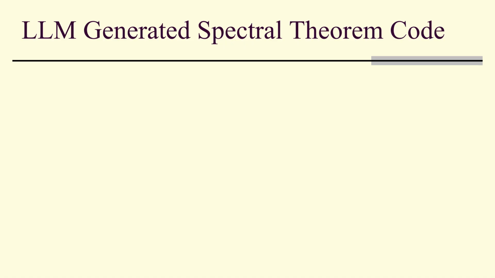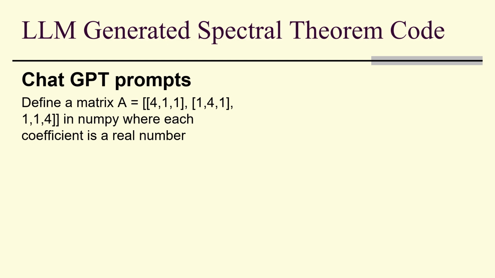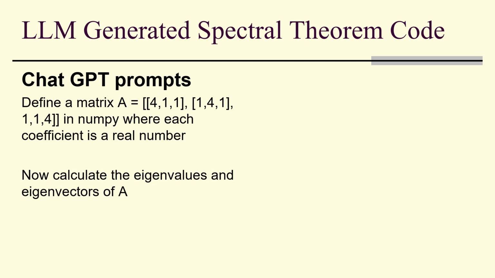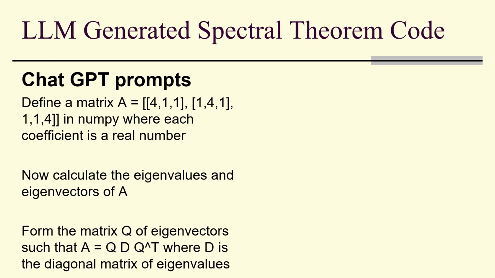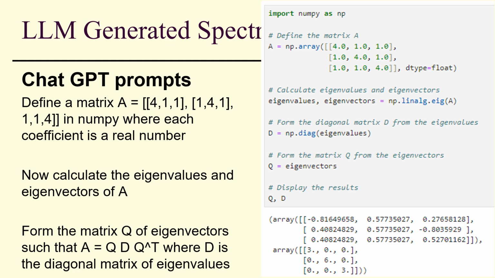So now we can generate some code for implementing the spectral theorem. So in our ChatGPT prompt, we're going to define a matrix. We're going to go back to the 411411114 that it actually showed us earlier. And we want each coefficient to be interpreted as a real number. We're going to calculate the eigenvalues and eigenvectors of A, and then form the matrix Q of eigenvectors, and D is the diagonal matrix of eigenvalues, such that we get the spectral theorem. And here is the result. So notice the Q and the D.